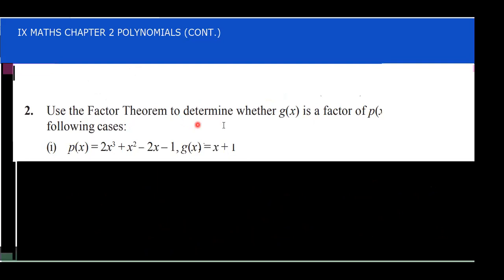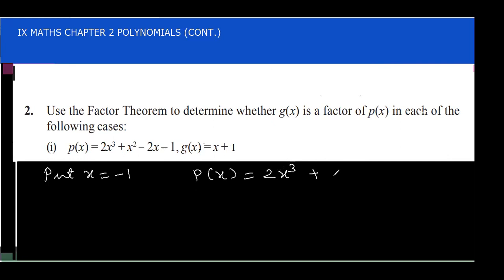Use the factor theorem to determine whether the polynomial gx is a factor of the polynomial px. क्या ये x प्लस 1, 2x cube plus x square minus 2x minus 1 का फैक्टर है या नहीं है? इसके लिए हमें पहले रिमाइंडर फाइंड आउट करना पड़ेगा. तो देखिए, put x is equal to -1. We get the value, the px is given 2x cube plus x square minus 2x minus 1.